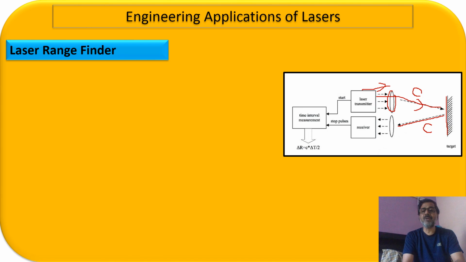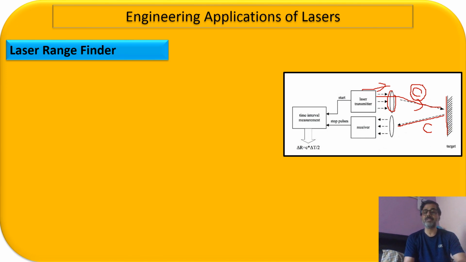And then here we can find out what will be the total distance. How can we calculate it? We know distance is equal to velocity into time, right? So velocity is known to you. Velocity is the velocity of light, and time we can measure, how much time it has taken in going and coming back. So if we multiply these two, then we can find out the total distance it has traveled, right? And in this way we can locate the distance of the object from the laser source, and that is called a range finder, right?